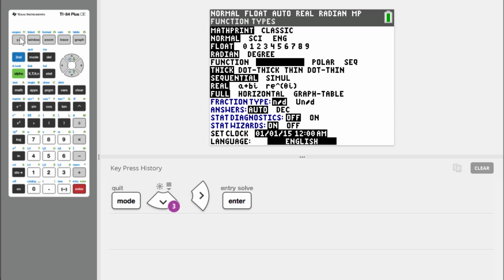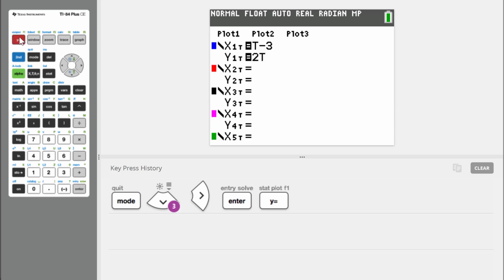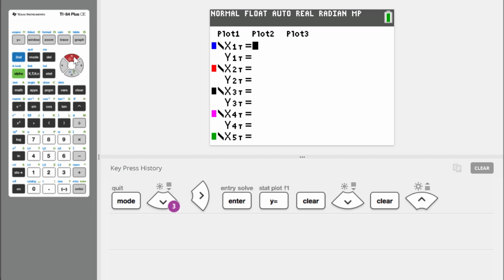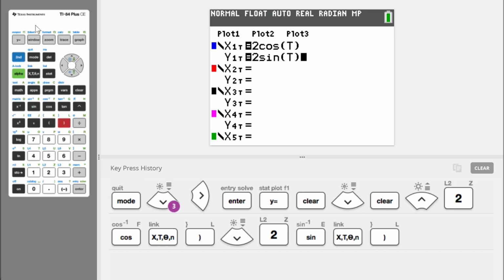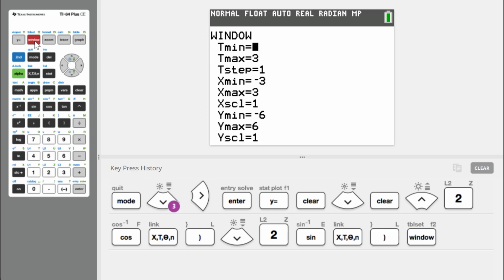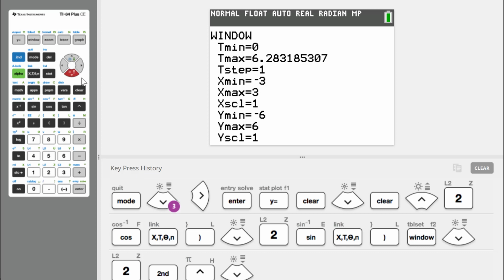So I think all my modes are correct. Then I go to the y equals area, clear out anything that was there before, and in their place, put in our new equations. X equals 2 cosine t, and then y equals 2 sine t. And then the window area is important. I'm going from t equals 0 to t equals 2 pi. That was the request. And then let's set the t step to something small just to make sure I can see enough points. I'm going to set it to be 0.1.